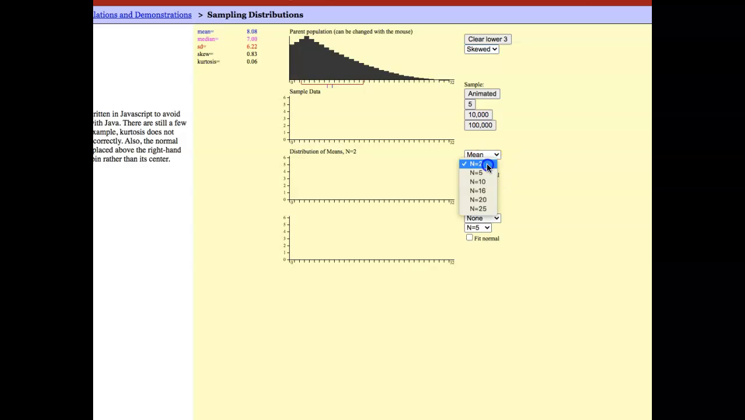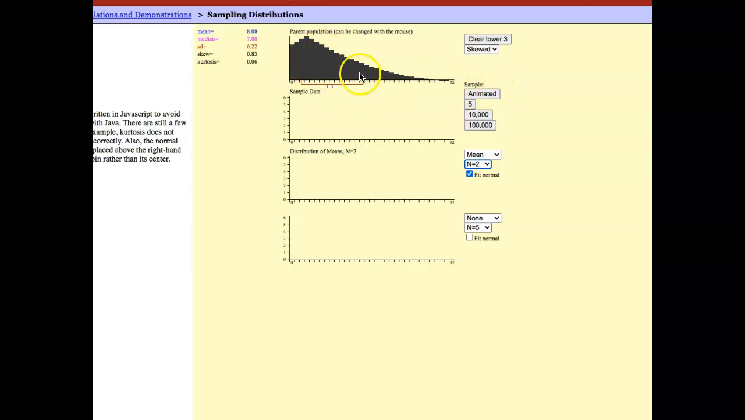So here's what I'm going to do. I'm going to change my sample size to be 2. I know they use capital N for sample size in this applet, which capital N usually means population size, but what they mean by these N's are sample size. So I'm going to change it to size 2.